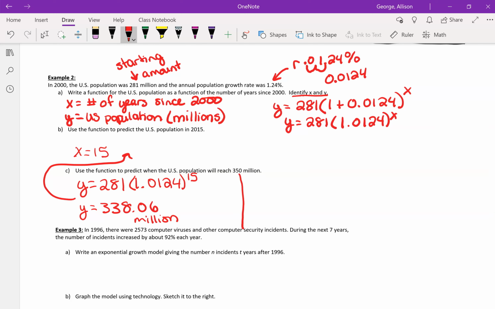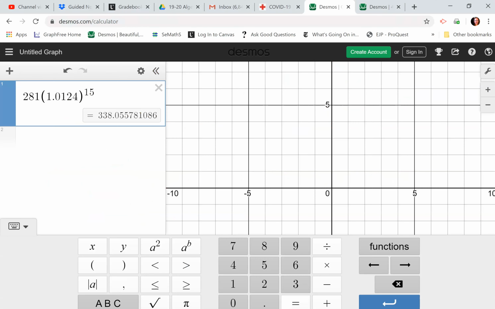All right, so the second part, letter C, is saying use the function to predict when the U.S. population will reach 350 million. So that would be looking at this and trying to figure out what x is. Right now, we don't know how to do that mathematically. You will in like 3 weeks, but right now we're not there. So we're going to let Desmos help us out. We're going to come back over here and type in our equation.